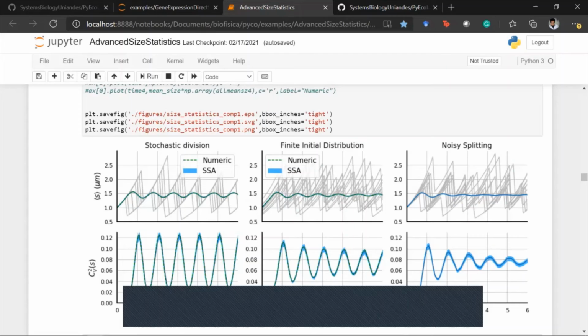On the other hand, you consider noise in splitting. I mean, bacteria do not divide perfectly in half, and they grow with a given distribution of growth rates, and then the oscillations are damped.